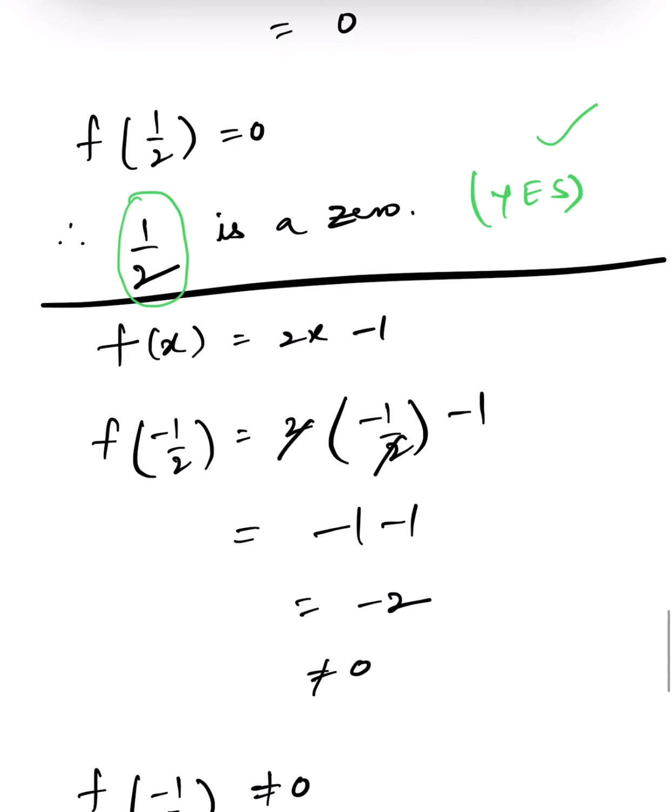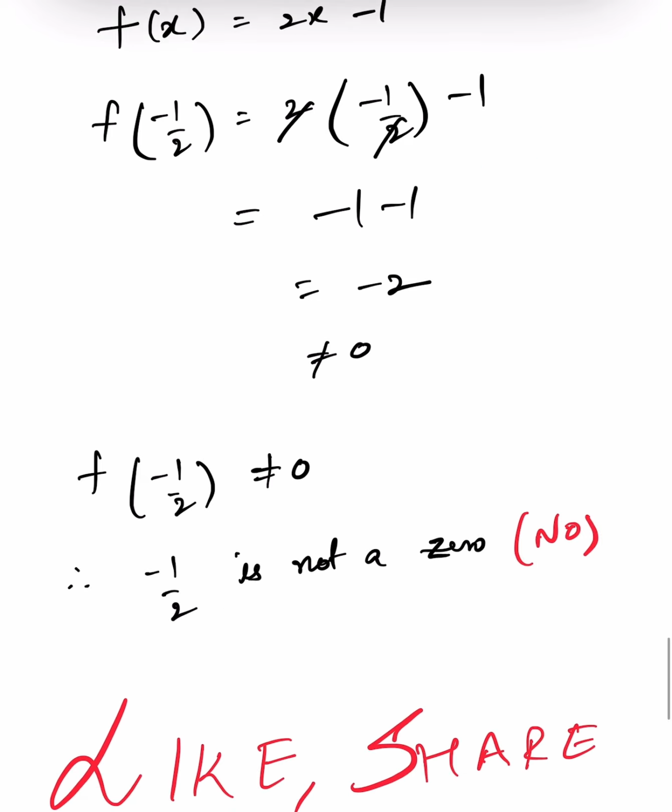F of x equal to 2x minus 1, f of minus 1 by 2, second value. So that is equal to 2 into minus 1 by 2 minus 1, 2 cancelled, minus 1 equal to minus 2, but this is not equal to 0. So f of minus 1 by 2 is not equal to 0. So minus 1 by 2 is not a 0 of the polynomial. So it is a no.